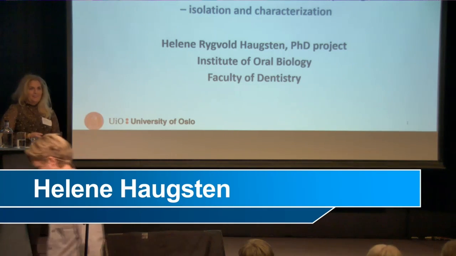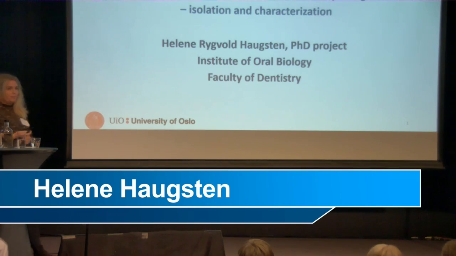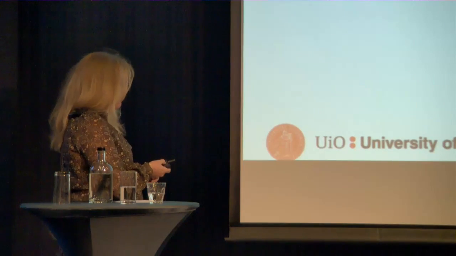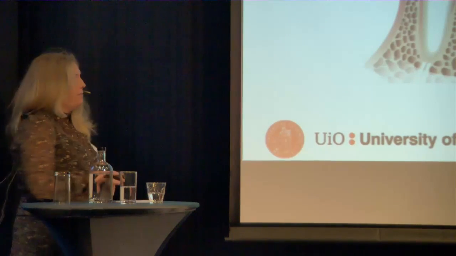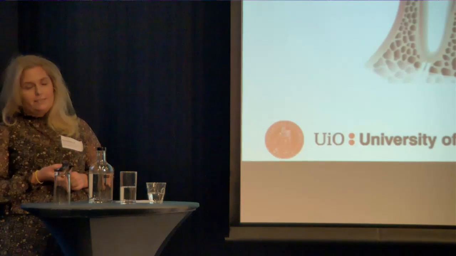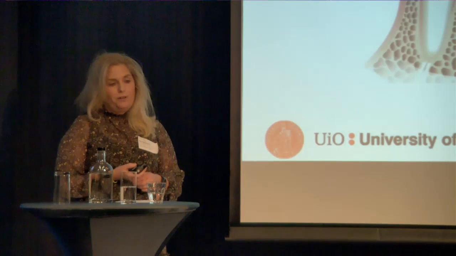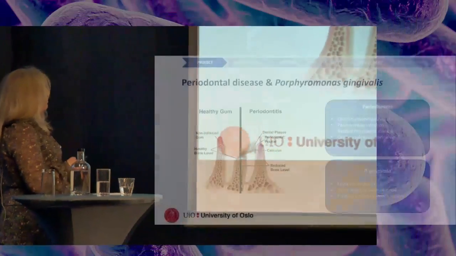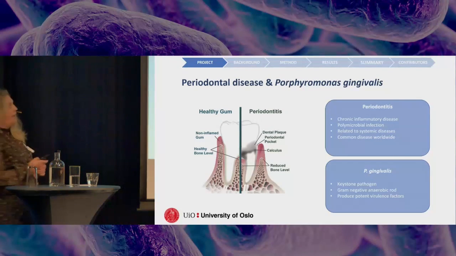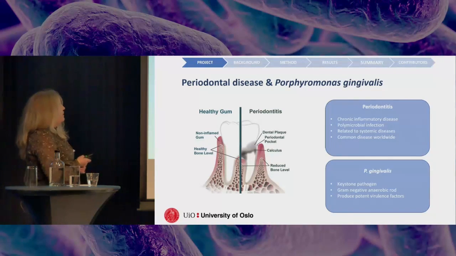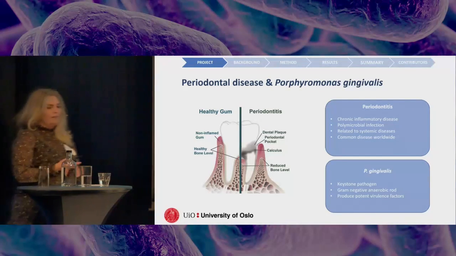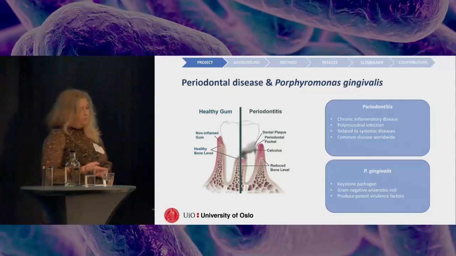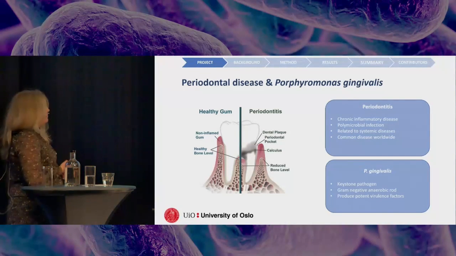Okay, thank you. Today I'm going to present some results from my ongoing PhD study. It's about periodontitis, a chronic inflammatory disease affecting the supporting tissue of the teeth. Here in this figure you can see teeth and the bone. On this side you see healthy gum and the healthy bone level. And on the right side, you can see how it looks when you have periodontitis. You can see this reduced bone level, and the disease contributes to the reduced bone level.